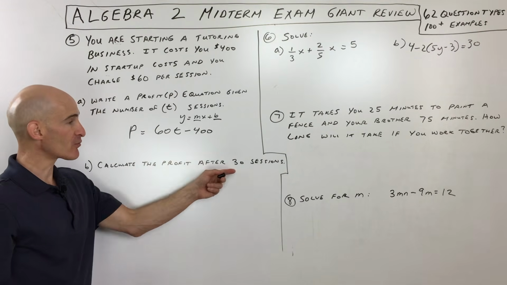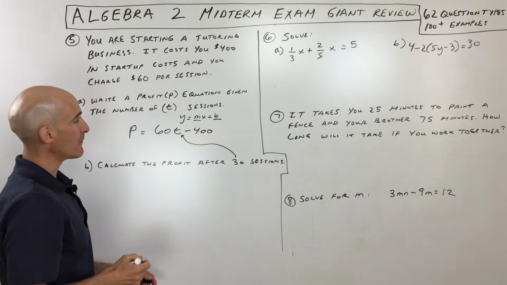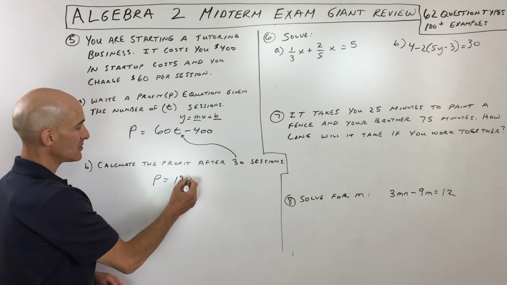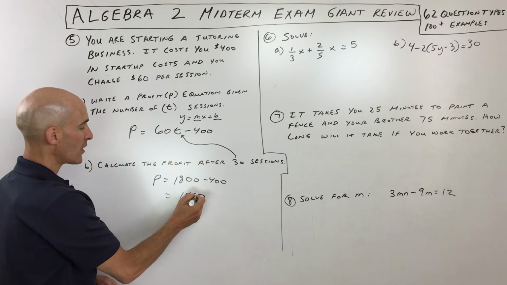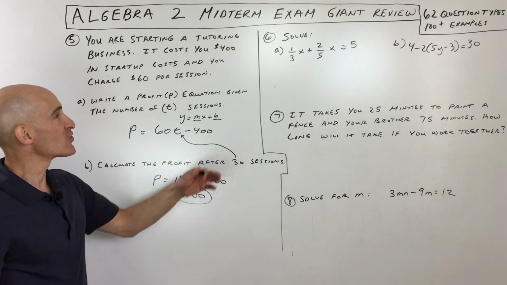Part B says calculate the profit after 30 sessions. So all we have to do here is put 30 in place of t. So if we do that, 60 times 30 is 1,800 minus the 400, and you can see that's going to be $1,400. Remember your units for word problems, right? So let's go to number 6.